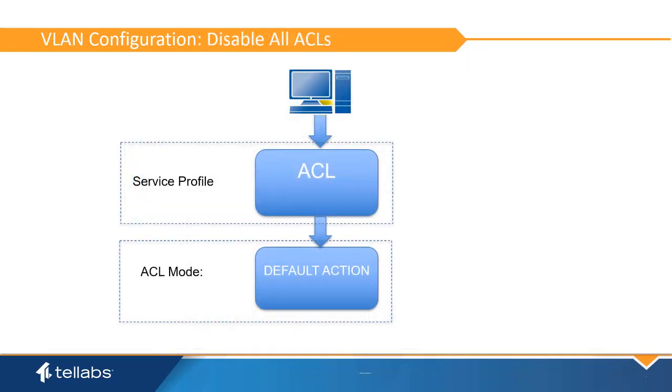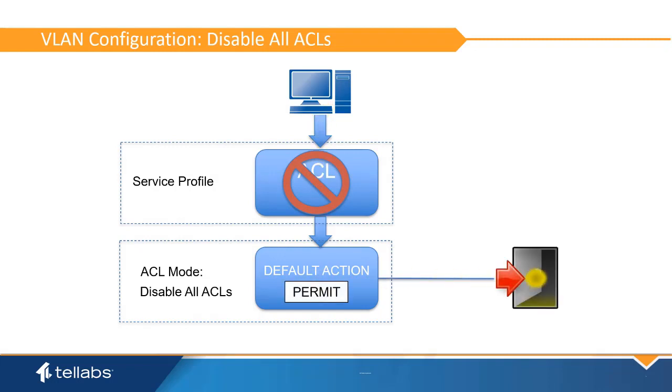When the ACL mode is set to disable, all ACLs will be deactivated on the applied VLAN. All packets are permitted to flow across the VLAN without ACL restriction. This setting is often used to temporarily disable ACLs for the purpose of port testing.